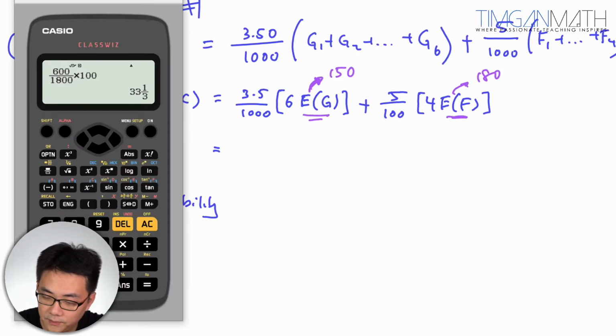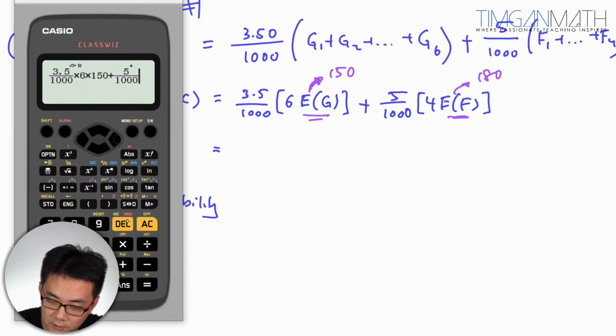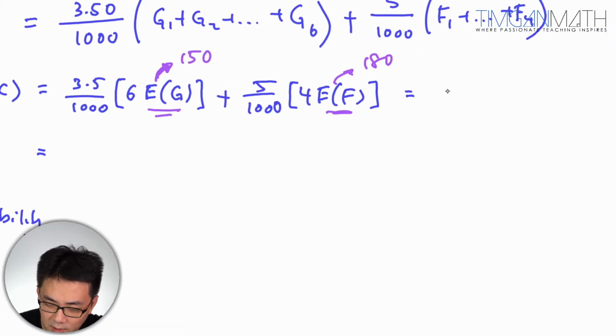So key in calculator, you get 3.5 over 1000 times 6 times 150 plus 5 over 1000 times 4 times 180. That will be 6.75. So it's $6.75. You expect it to be about $6.75.